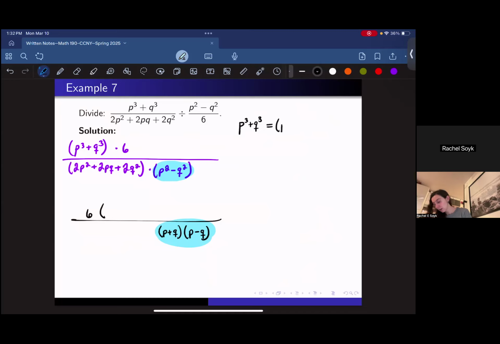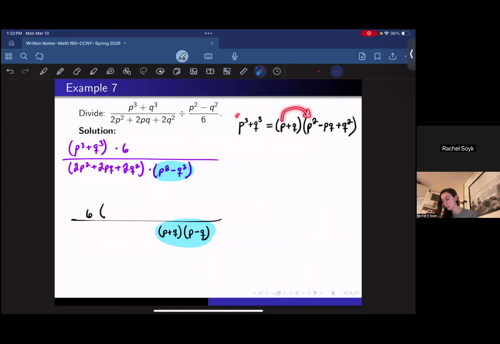This is the same as P plus Q in parentheses multiplied by our trinomial, which is P squared minus PQ plus Q squared. And if you're not convinced, you can always check.